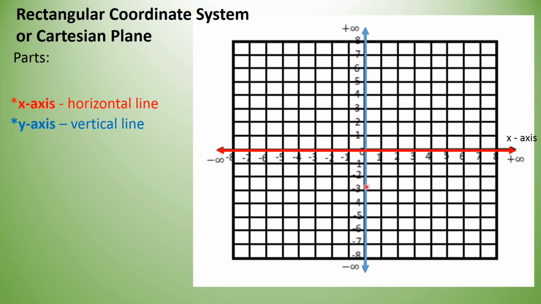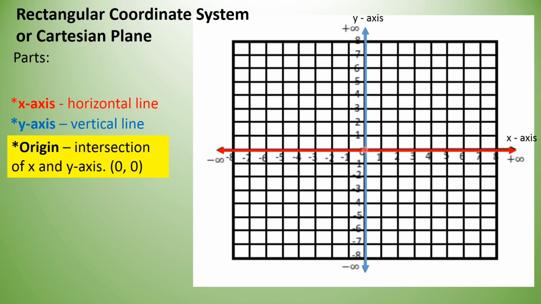As you can see, the x and y-axes intersect each other at exactly one point, and they form perpendicular lines. The point of intersection is called the origin. Our origin is this point of intersection of the x-axis and y-axis, where we can find the ordered pair 0, 0.